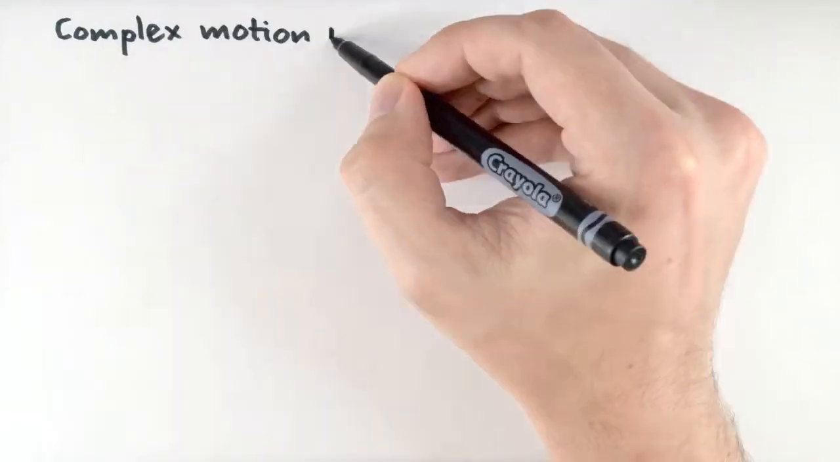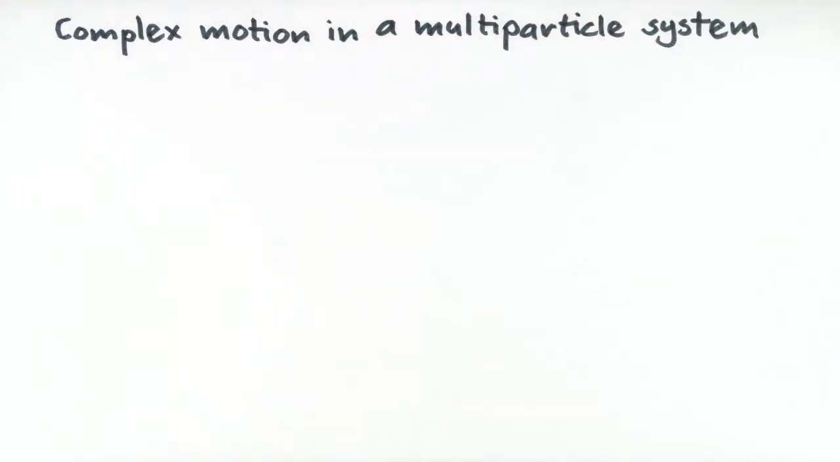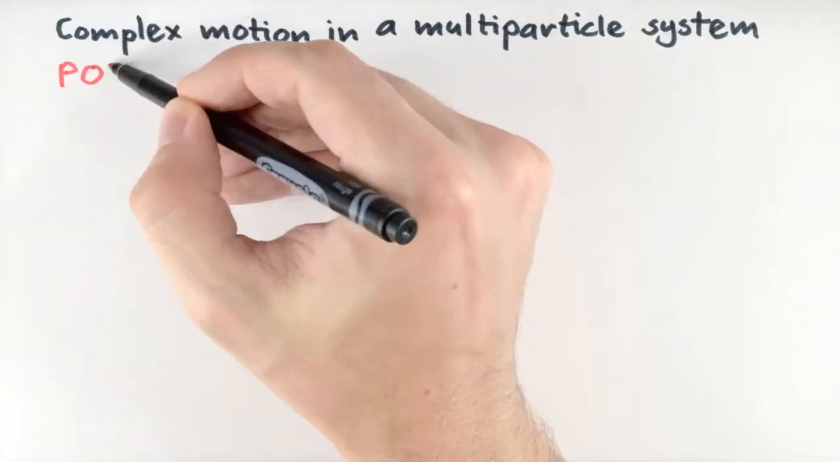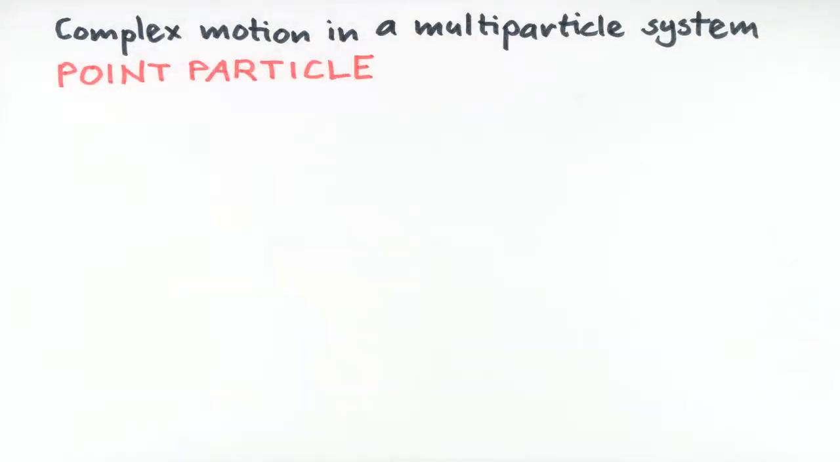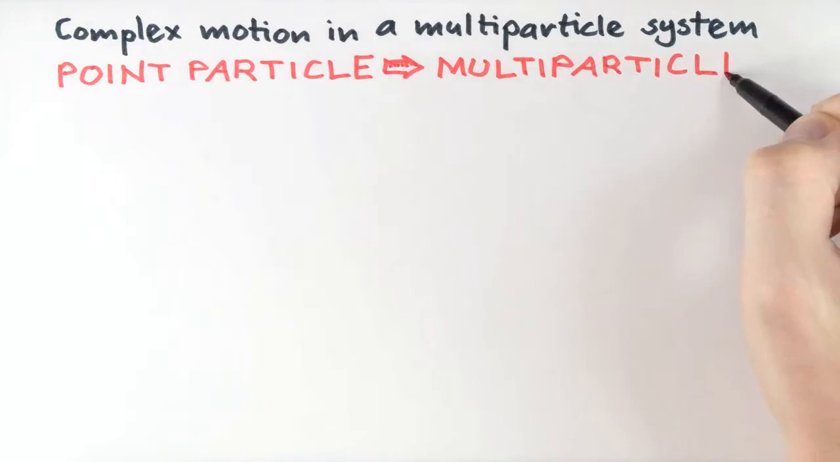Let's tackle another example of complex motion in a multi-particle system by using the energy principle. First, by applying it to a simplified point particle model, and then to the full multi-particle situation.